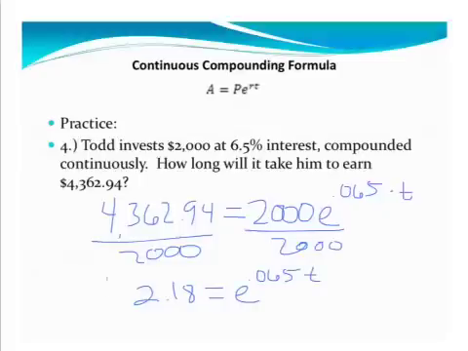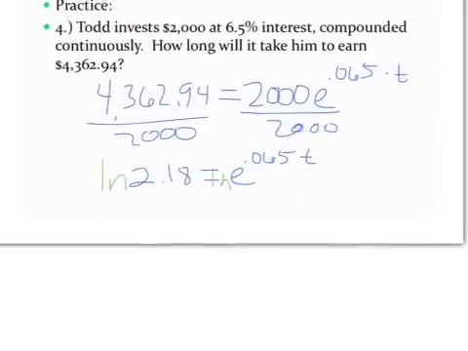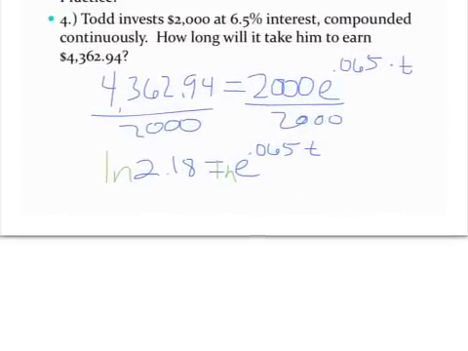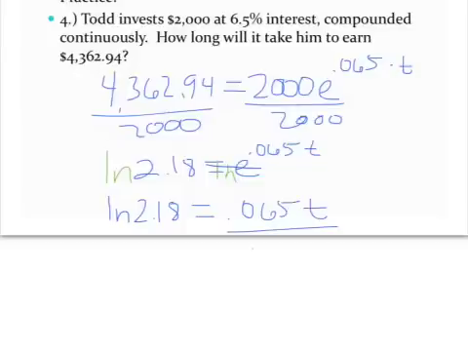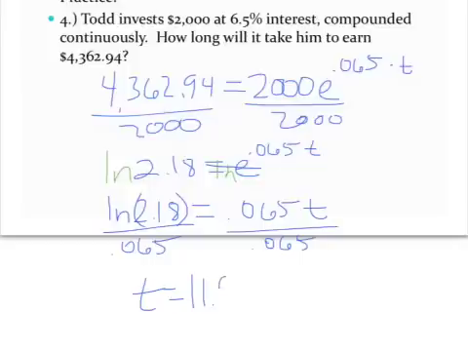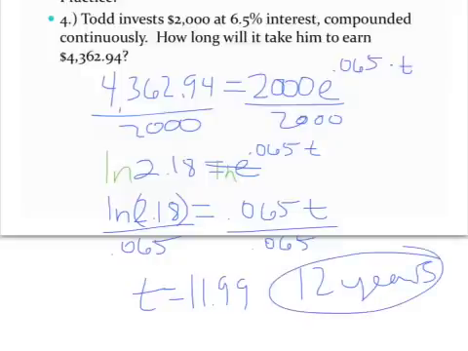And then I'm going to take the natural log of both sides. And I have the natural log of 2.18 equals, so these cancel, 0.065 t, and I divide by 0.065. And I end up with t equaling, don't forget about your parentheses here, about 11.989, so we'll say about 12 years. And that's it for that type of problem.